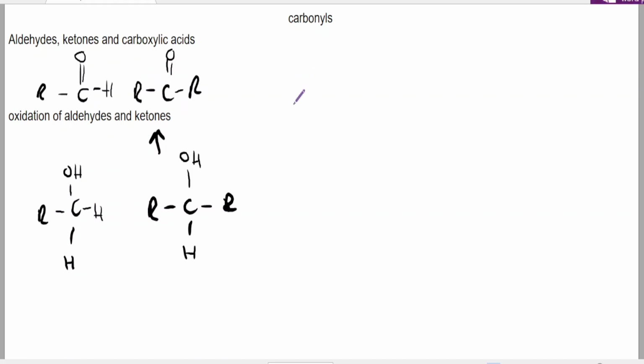And the reagents for this reaction are K2Cr2O7, or we can use KMnO4. And both of these should be acidified. Now, although there are two oxidizing agents which can be used, in total you need to know 4 oxidizing agents and the color changes that happen when you use these oxidizing agents.